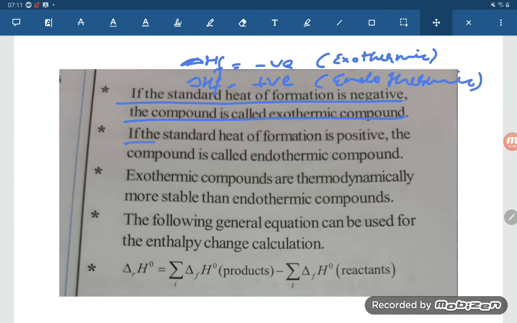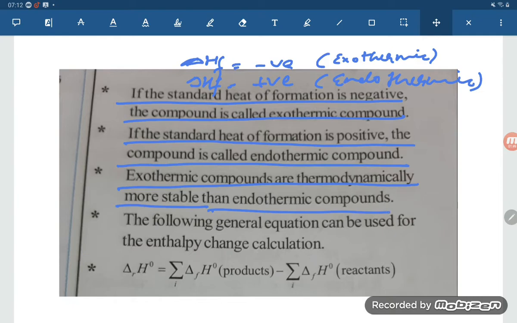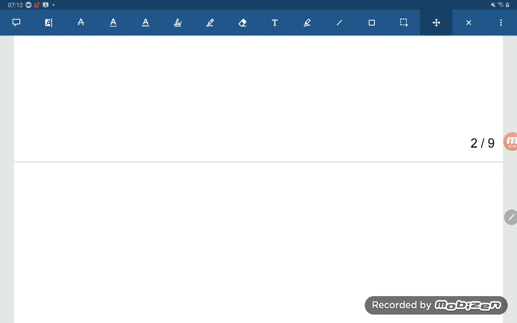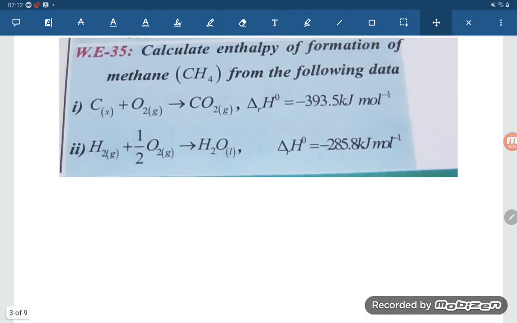Next, if the standard heat of formation is positive, the compound is endothermic. Exothermic compounds are thermodynamically more stable than endothermic compounds. The following general equation can be used to calculate the enthalpy change: delta H equals delta Hf of products minus delta Hf of reactants. Next point, let us see, students. We have to understand one question based on the enthalpy of formation, and it is quite a good question.